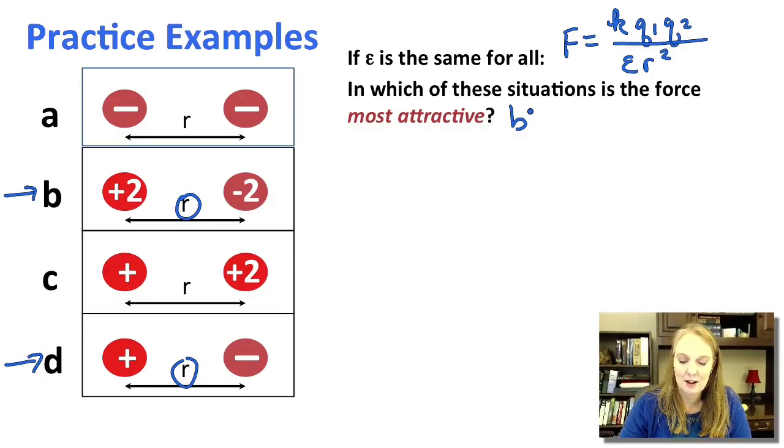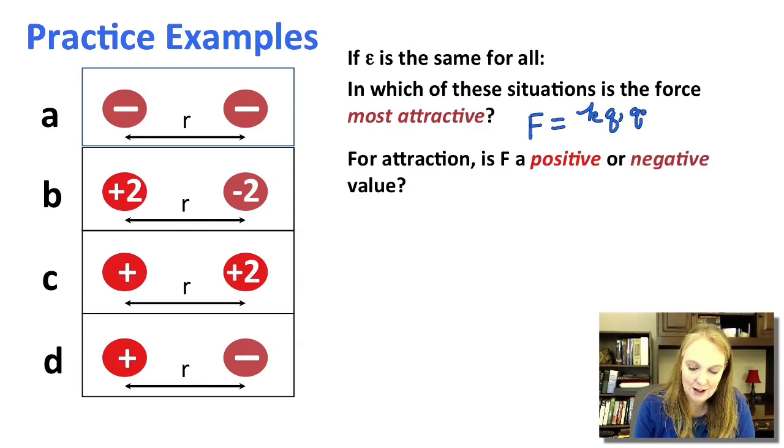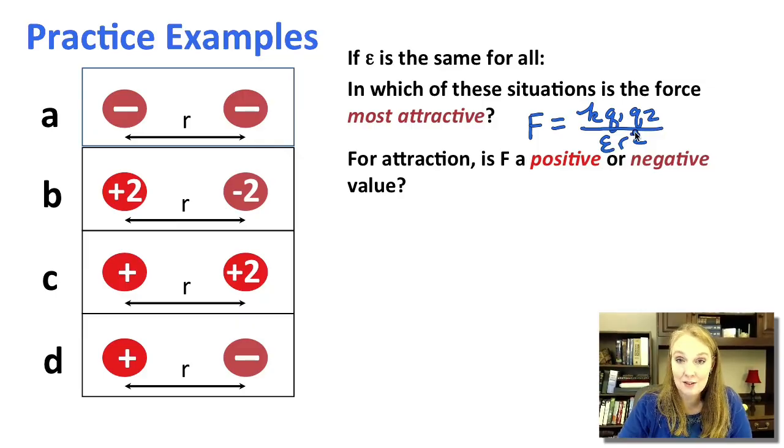Let's look at this equation for Coulomb's law and ask ourselves, for attraction, is the force of interaction positive or negative? And now I've lost the equation, so let's rewrite it again. Remember what it is? By the time I'm done, you'll have it memorized. All right, for attraction, is the force of interaction a positive or a negative number? Well, for attraction, Q1, let's say, is negative and Q2 is positive, right? For B and D. So force is a negative number, right?